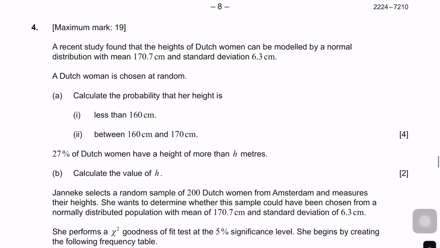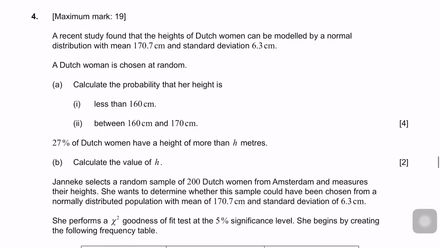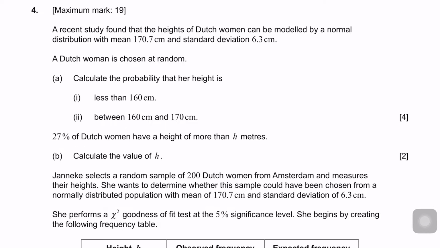All right, 2 more questions, I think. Good, I think a decent paper too so far. Here we go. So a 19 mark question, looks like a statistics question. A recent study found that the heights of Dutch women can be modeled by a normal distribution with mean 17.07 and standard deviation 6.3 centimeters. A Dutch woman is chosen at random. Calculate the probability that her height is less than 160 centimeters, between 160 and 170 centimeters.